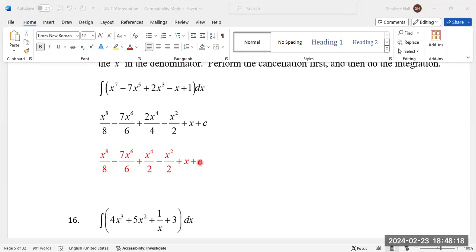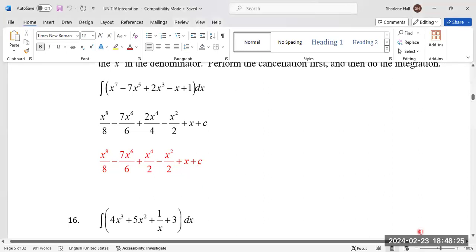Sir, x to the 4 plus 5x cubed over 3 plus ln of x plus 3x plus 6.